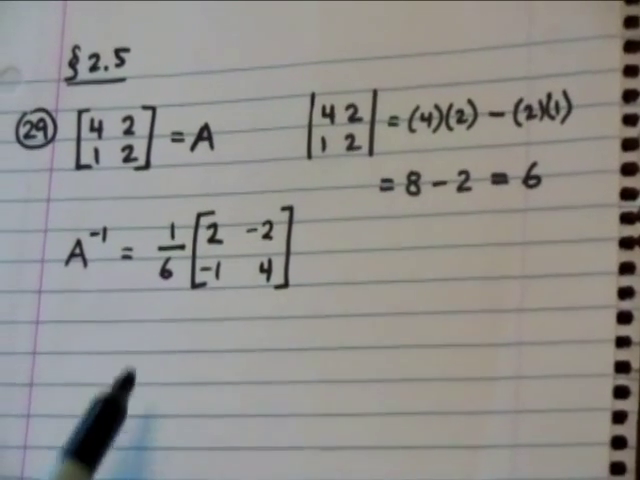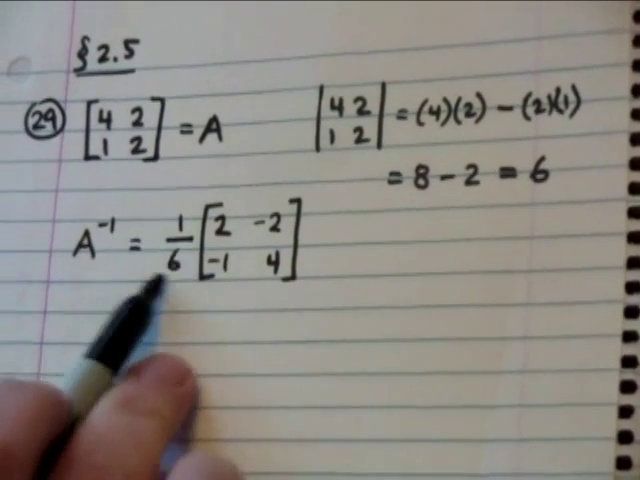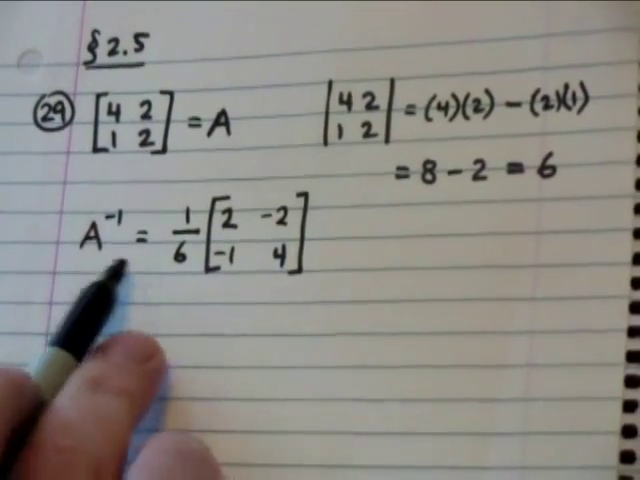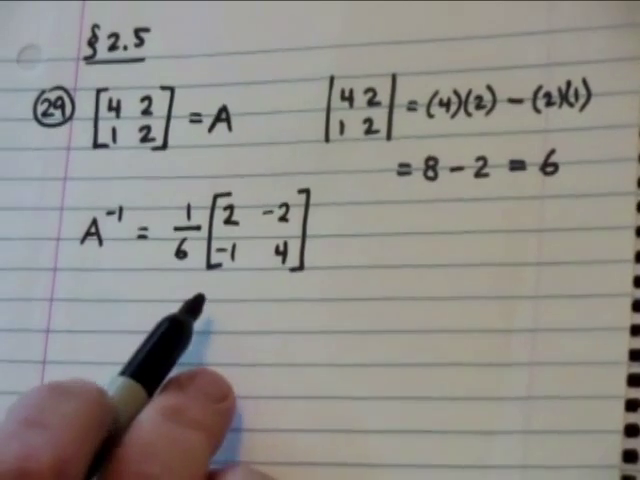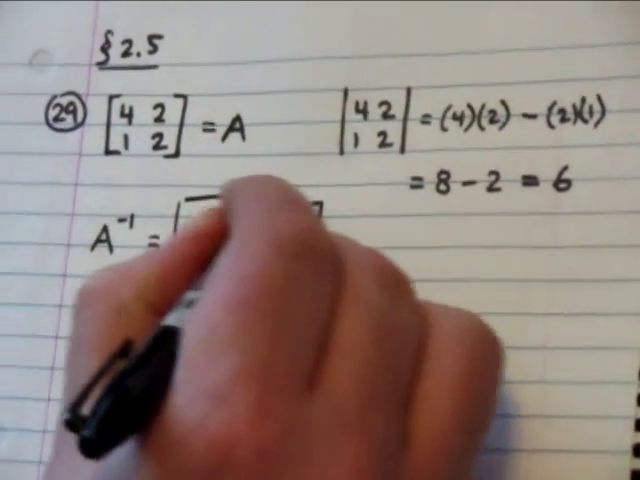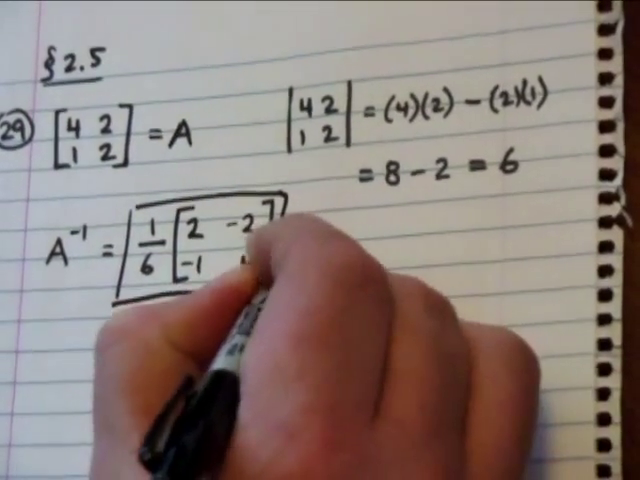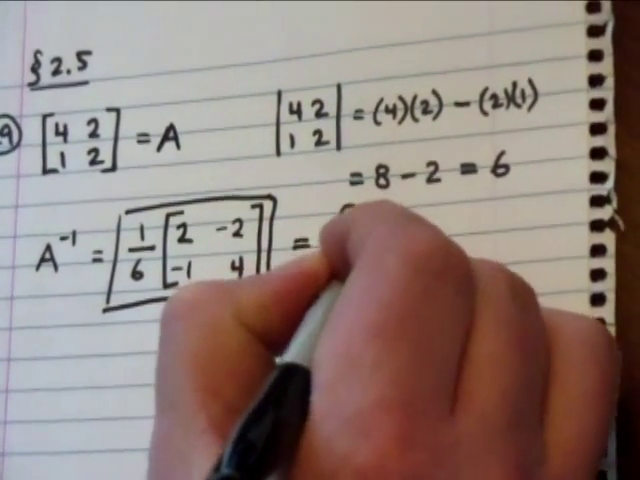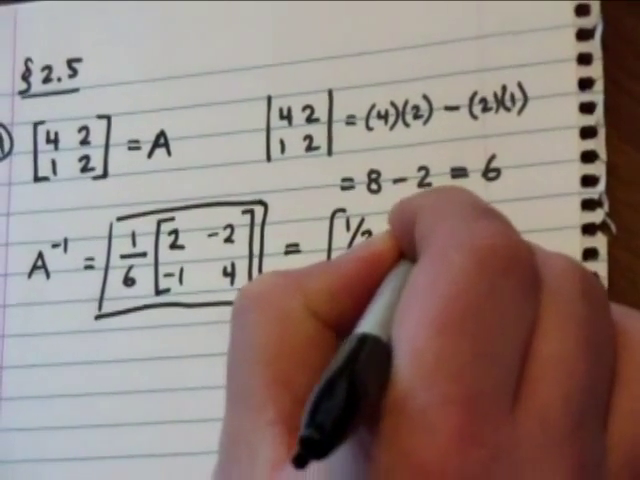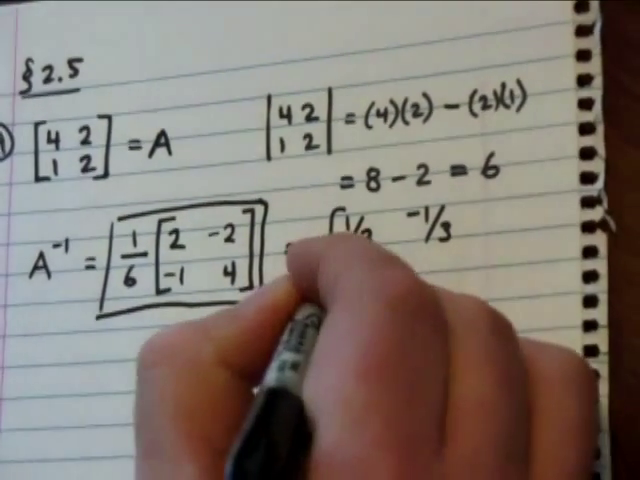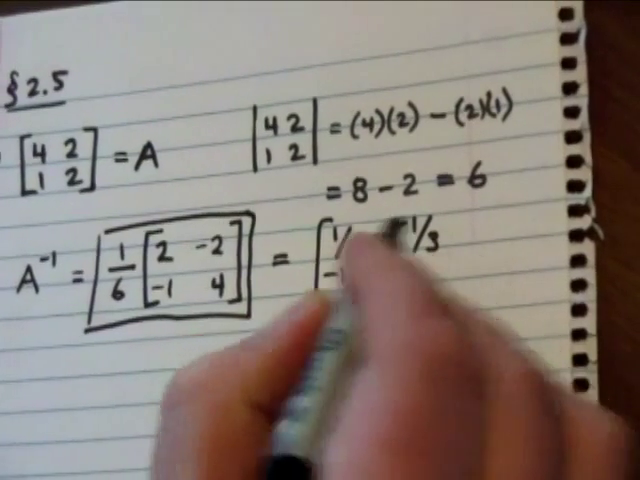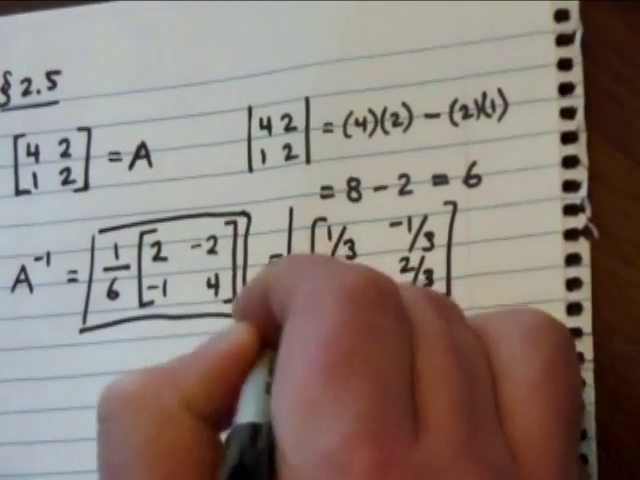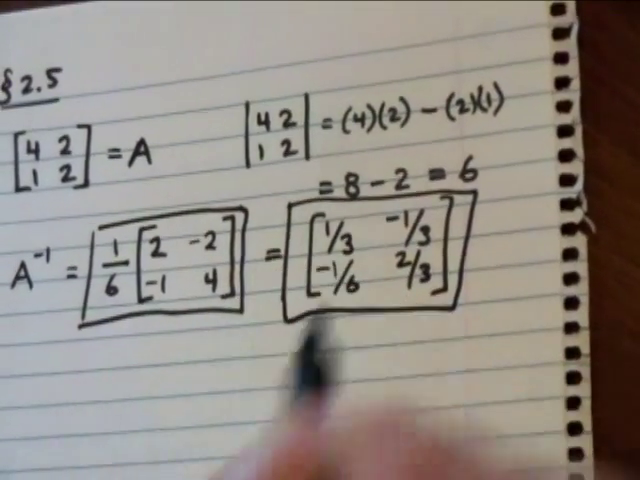Now, in some textbooks they expect you to distribute this 1/6 into all of the entries of the matrix, and other textbooks allow you to leave your answer in this form. So this might be the answer that they're looking for, or if they want you to multiply it through, then 2/6 is the same as 1/3, negative 2/6 the same as negative 1/3, you'd have negative 1/6, and then 4/6 is the same as 2/3. So you're just doing scalar multiplication at that point.